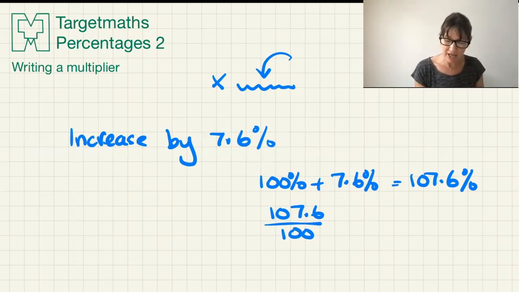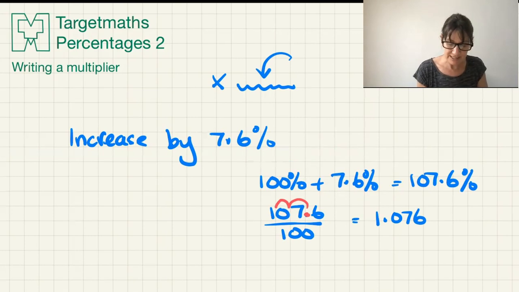Now, I've got to divide by 100, but it's really important that I count from my decimal. Because there's already a decimal there, I've got to move 2 from the point. So I end up with 1.076. Don't lose that 0. Don't lose any of your digits. And there is your multiplier when you've been given a decimal.